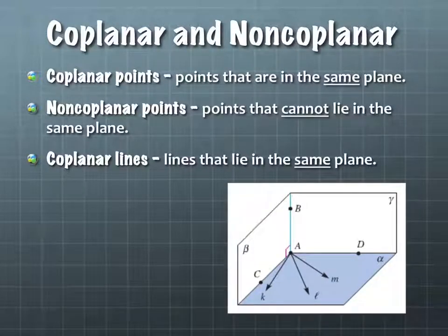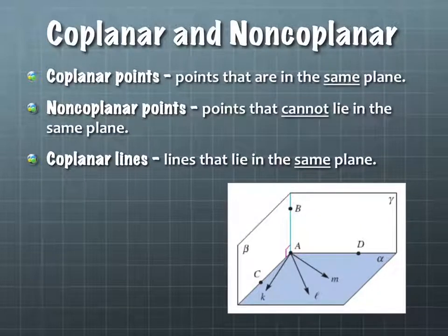All right, coplanar points would be points that are in the same plane, just like collinear points are points that are on the same line. So obviously 3 points are always coplanar, so it doesn't even make sense to describe them that way. So to talk about coplanar points, we're talking about at least 4 points for it to make sense. And then non-coplanar points would be points that cannot lie in the same plane.